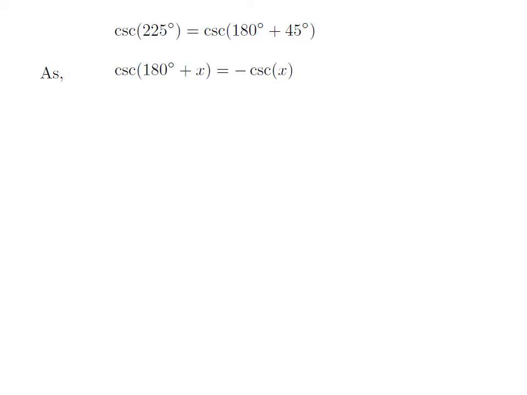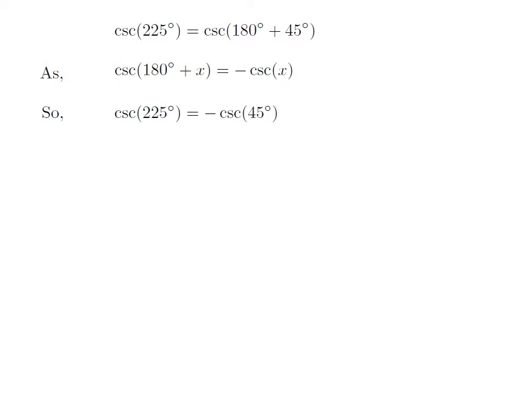As we know, the trigonometry identity cosecant of 180 degree plus x is equal to minus cosecant of x. The video explaining how to derive this identity is appearing in the upper right corner. Also, the URL address of the video has been mentioned in the description section.